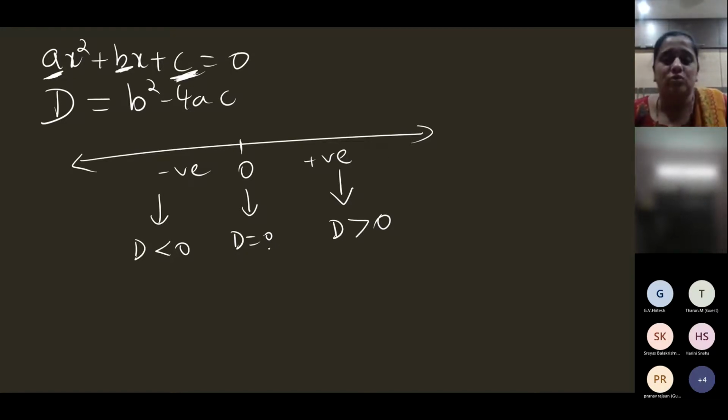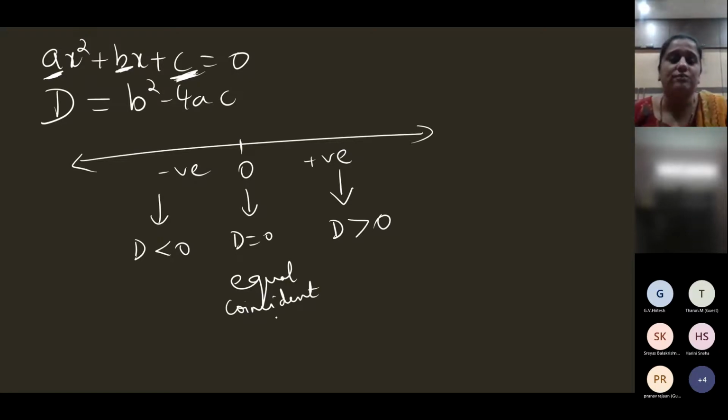So when D is zero, who's D? The value of the expression B square minus 4AC. How to get A, B, C from the given quadratic equation? So when the value of D is zero, that means the quadratic equation has equal roots. Equal roots meaning coincident roots. You must remember the term: coincident roots.